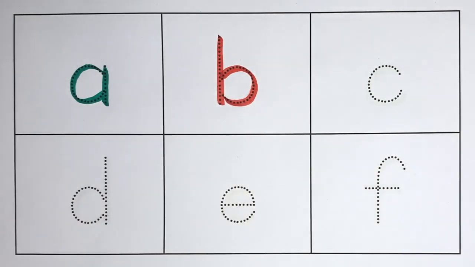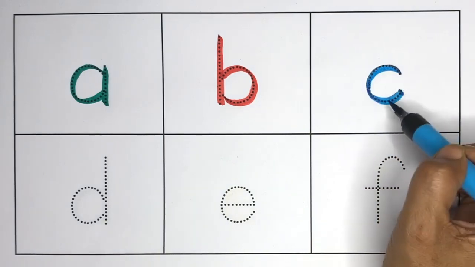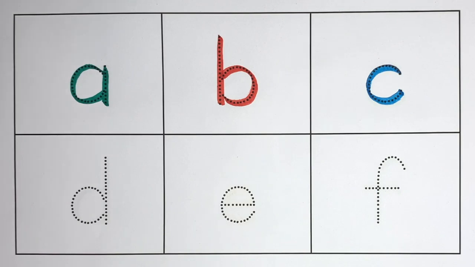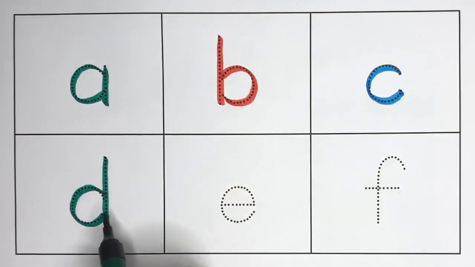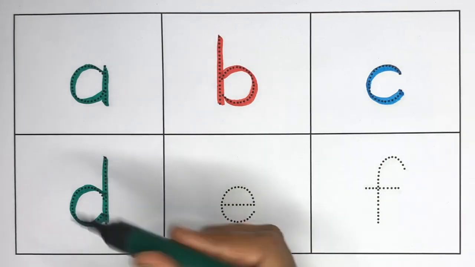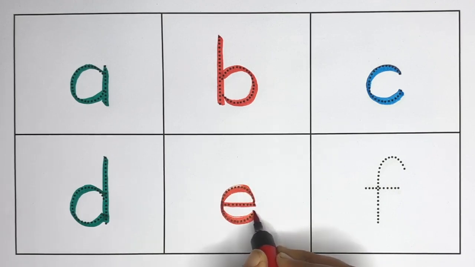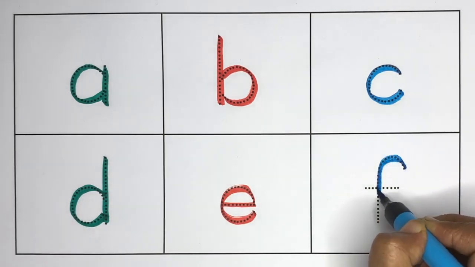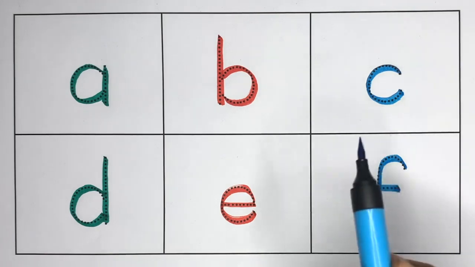Red color. C for cat. Blue color. D for dog. Green color. E for elephant. Red color. F for fish. Blue color.